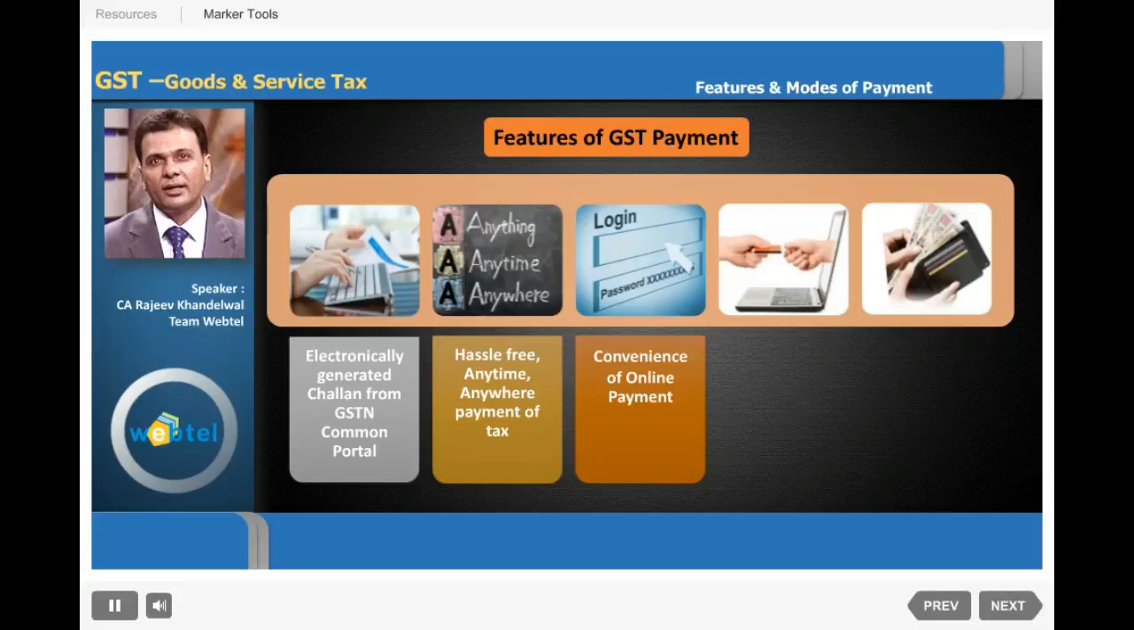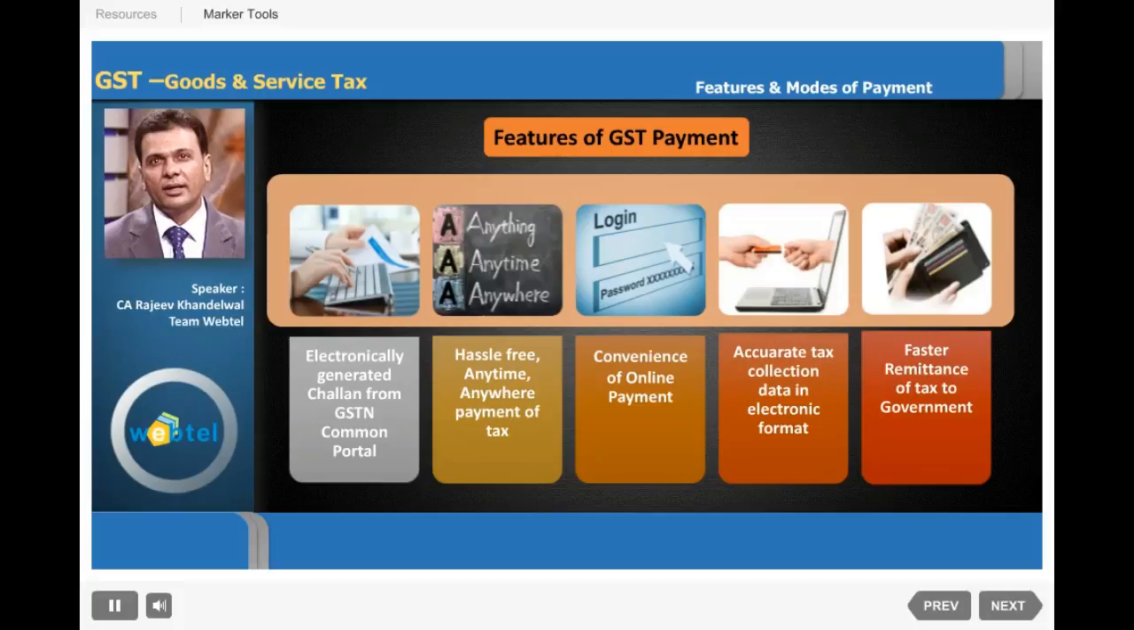And since this data will be collected electronically, this will be very accurate, because in physical challans, the challans sometimes get torn, they are mutilated, sometimes the data is not legible. So all those problems will go, and the government and the banks will be getting accurate data. And since again it will be electronic, the faster remittance of the revenues will take place to the governments.